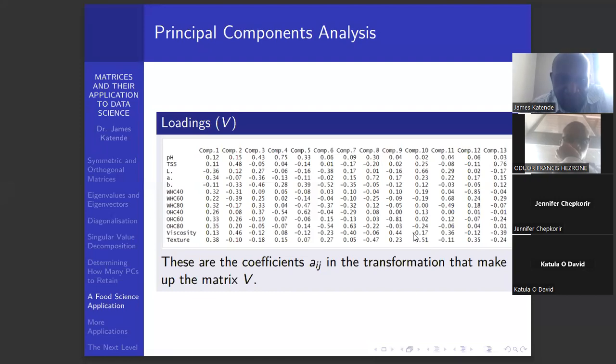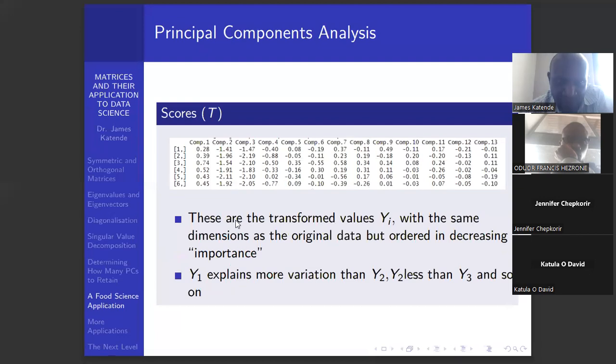So this is the matrix V. Again, the computer will produce this for you. This is the matrix V that transforms your data, and they are called loadings. The transformed data is usually referred to as scores. So this is the transformed data now. After it has been scaled, it is transformed. And these are your scores. So this is a new data set that you're working with.